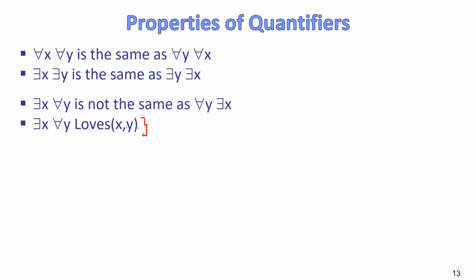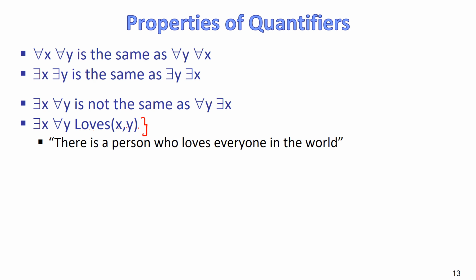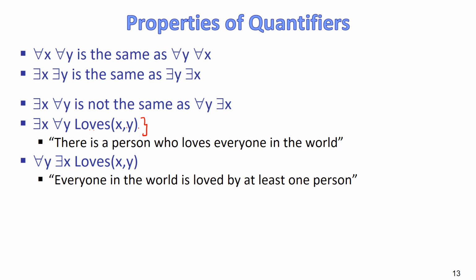So how can we do it that way here? Yes, very good. There is a person, or someone, who loves everyone in the world. Right? So that's the interpretation of this. Now how about the other one, Yusuf? If we switch the quantifiers: everyone loves someone. Everyone in the world, and not loves but is loved by, because y here is the first one. So everyone in the world is loved by someone.